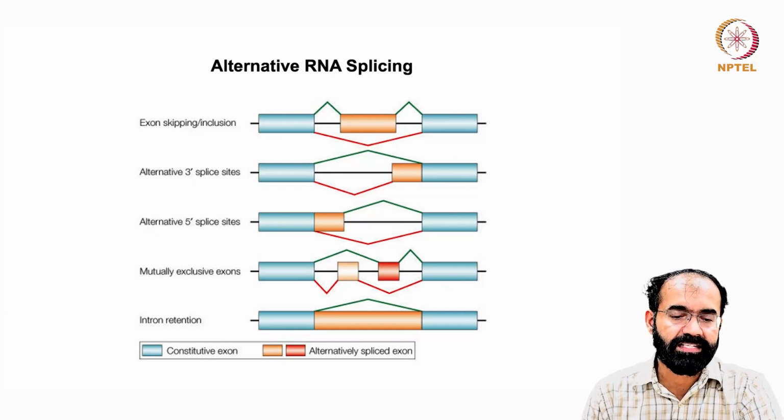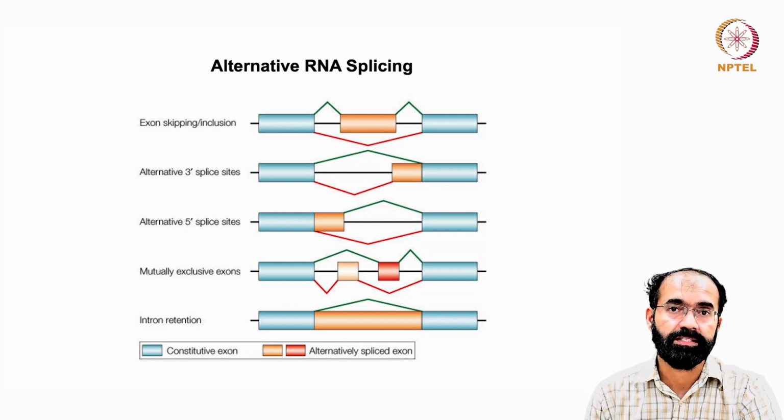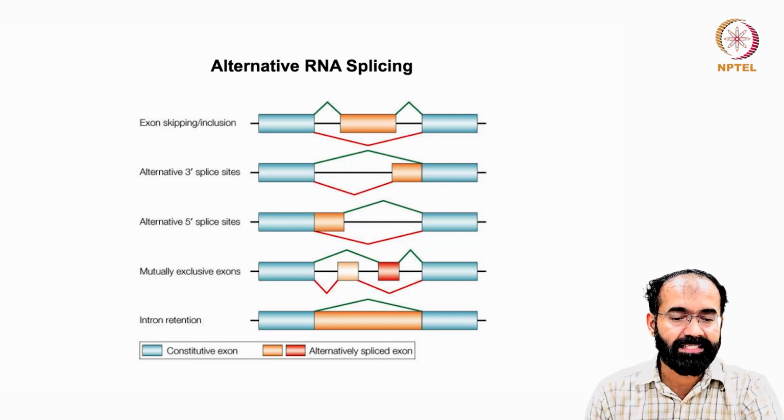So this first example is exon skipping or exon inclusion. Exon 1, exon 2, exon 3. In this bottom portion, exon 1 and exon 3 are fused. It has done the exon skipping, that is, exon 2 is skipped. Whereas this is exon inclusion, where 1, 2 and 3 are fused. This is one way. Another example is alternative 3' splice site.